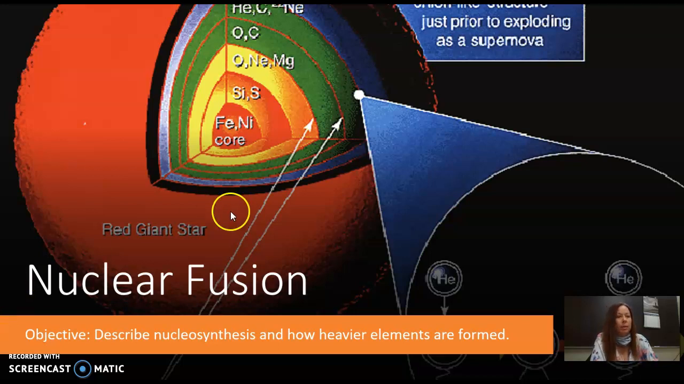Another word for it is nucleosynthesis, and it's how heavier elements in the periodic table are formed. Because so far we've talked about the universe only having mostly hydrogen and helium.